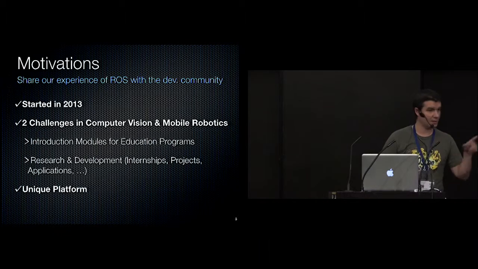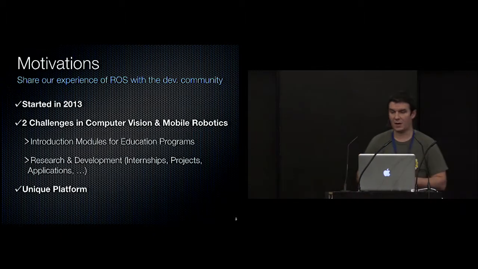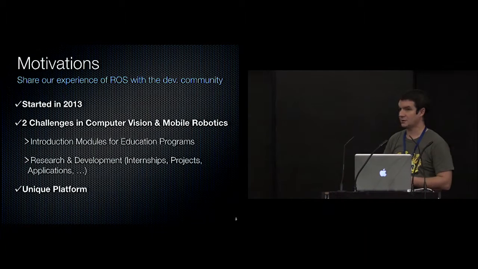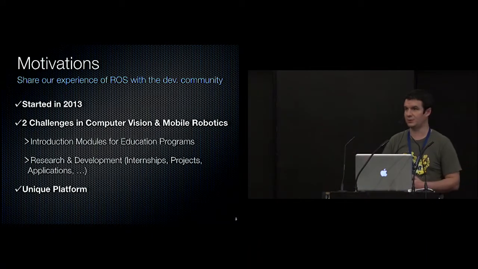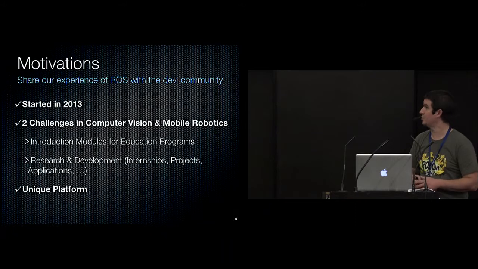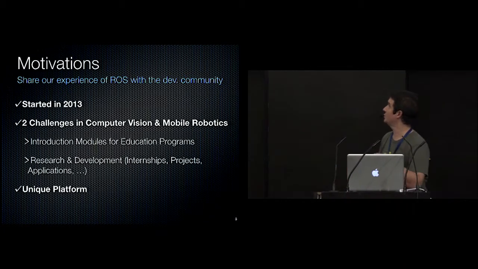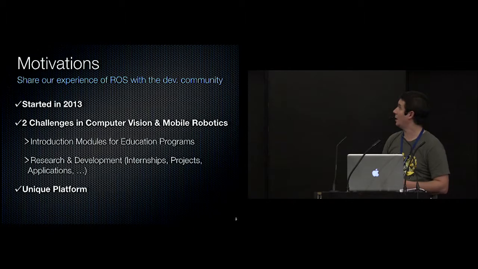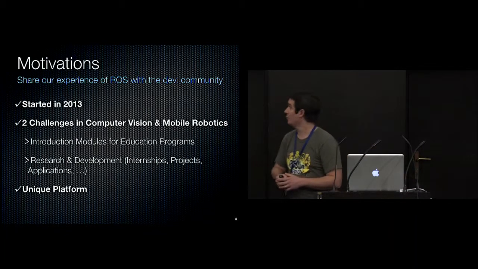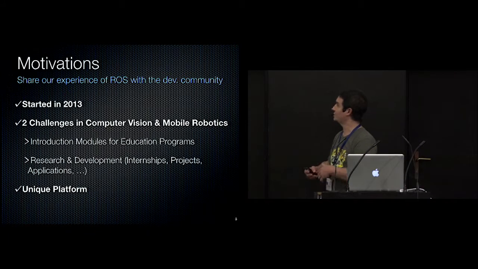The motivation of this talk, as we've been introduced before, is to give the idea of how we started with ROS, how we use it, and we wanted to share it with the whole ROS community, which is here today. We started in 2013, so only 2 years ago, and at this moment we had two main challenges to face. The first one was to design some introduction modules about mobile robotics and computer vision linked together. And in parallel, we also have to do research and development in this field, to do internship work, projects, applications all around this problematic.